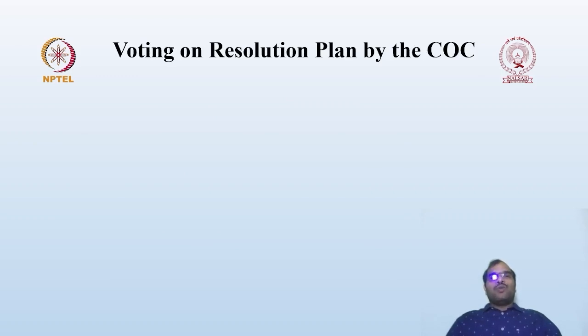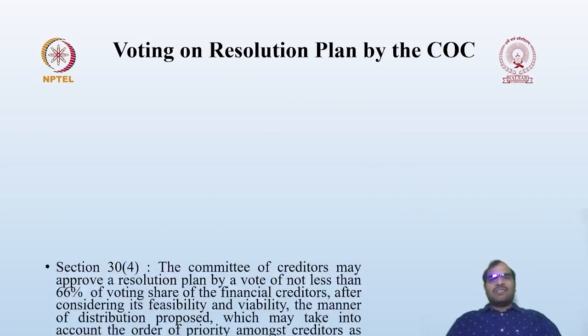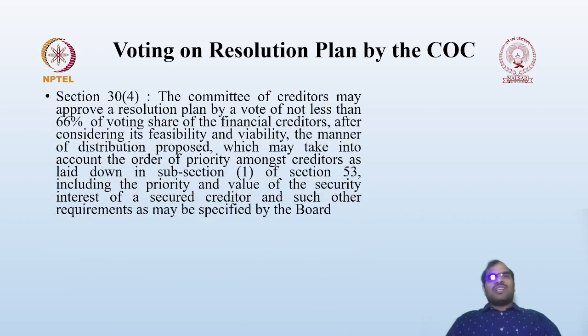Then how are you going to do the voting? Here we will discuss the voting briefly, because in the previous classes we have already discussed the voting rights in detail. If you observe Section 30 subsection 4, the committee of creditors may approve a resolution plan by voting of not less than 66%.